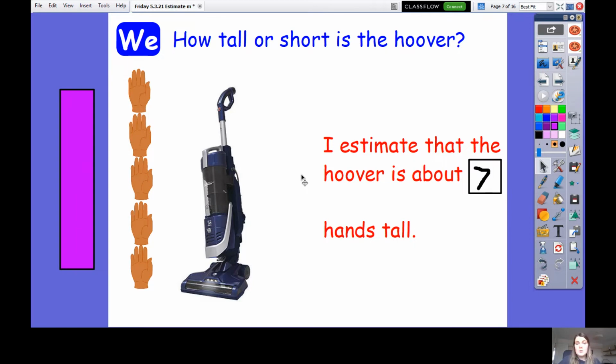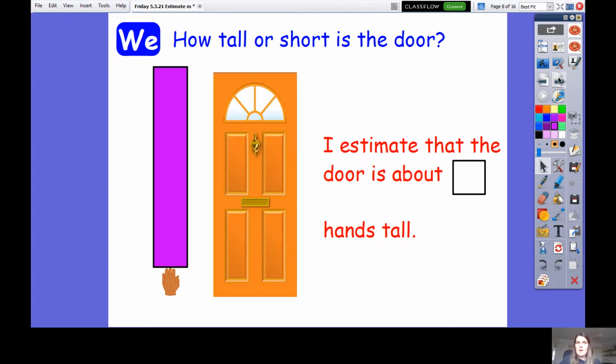Maybe it depends on the hoover, absolutely. Depends how big their hand is, absolutely. So anything less than 5 would not be a very accurate estimate. But I reckon between 5 and 7 is a pretty good estimate for how tall or short the hoover is. Fantastic. All right, a bit of a bigger one this time.